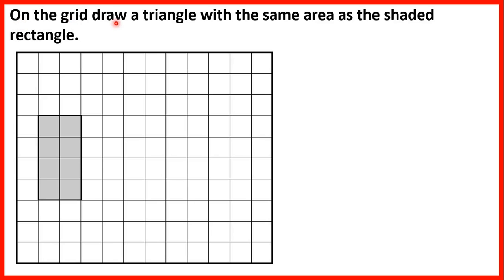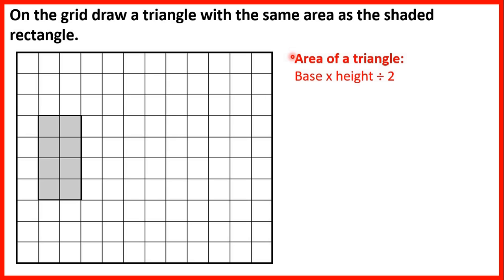On the grid, draw a triangle with the same area as the shaded rectangle. So remember, the area is how much space a shape takes up, and we can see that the rectangle takes up 8 squares. It has a length of 4 and a width of 2, and 4 times 2 is 8. So we need to draw a triangle with an area of 8 centimetres squared.